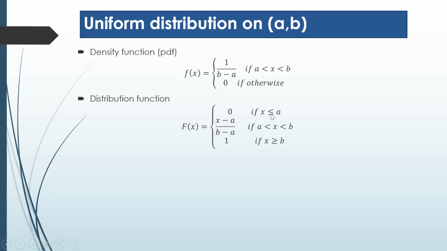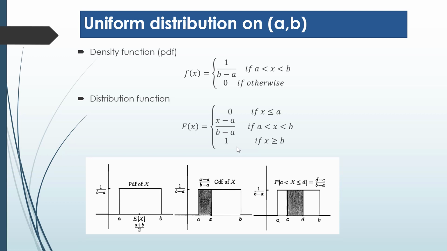If x is less than or equal to a, then the distribution function, the CDF, is 0. If x falls between a and b, then F of x is x minus a over b minus a. And the last case, if x is at least b, then F of x is 1. This is how the PDF and the CDF of the uniform distribution look like.